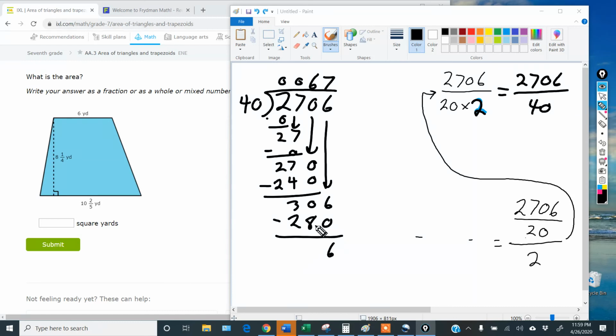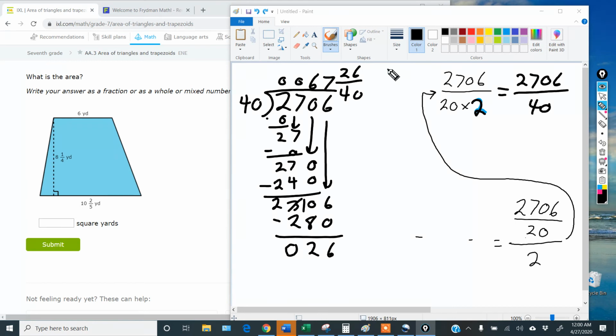Over here is where we need to borrow, so I can't take 8 away from 0, so I'll borrow from the 3. That becomes a 2. Put a 1 over here. So 10 minus 8 is 2, and 2 minus 2 is 0. So that's just going to be 26. So we'll put the 26 over here over our original divisor, which was 40.